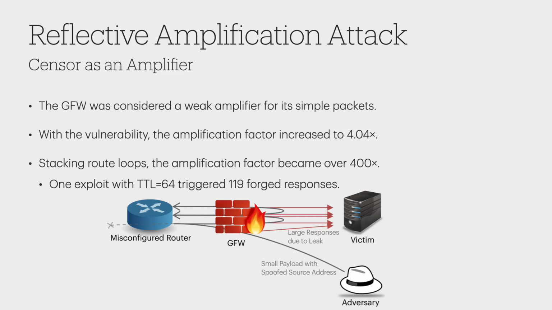The adversary only needed to find a misconfigured router, spoof the source IP to the victim, and send the payload. In our experiment, one payload with TTL being 64 could cause at most 119 forged responses. There are many benefits to using a national sensor as an amplifier. It has very high bandwidth, and the adversary may masquerade as any IP addresses across the Great Firewall, possibly bypassing IP blocking and source route validation.